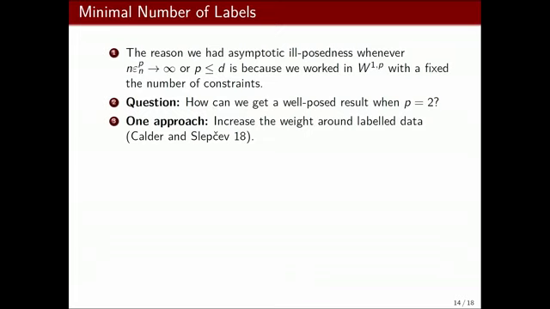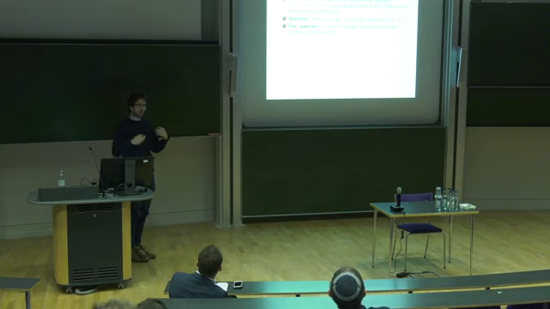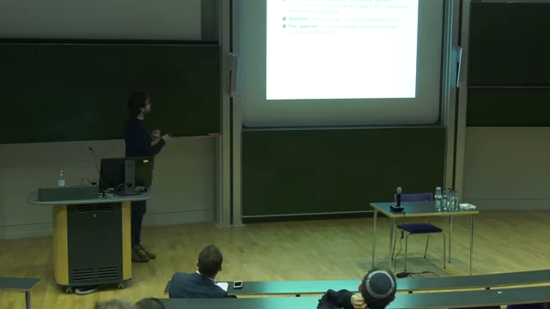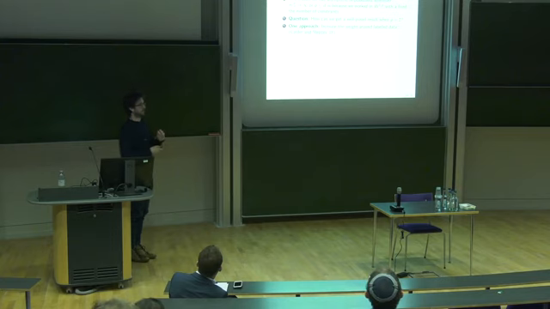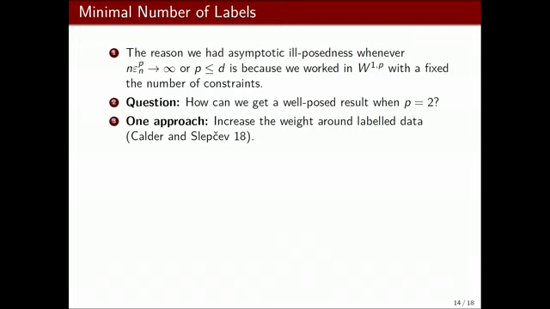One approach to this is to increase the weights around the labeled data points. This somehow gives you more regularity at the labeled points, so you still have a sort of local continuity, or you can think of it as being able to still make pointwise evaluation in the limit. This is an approach taken by Jeff Calder and Dejan Slepčev. It's not the approach we're going to take here.